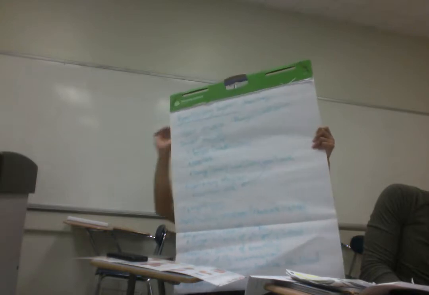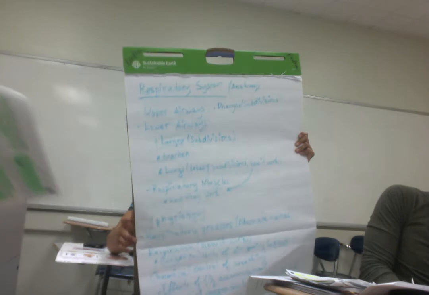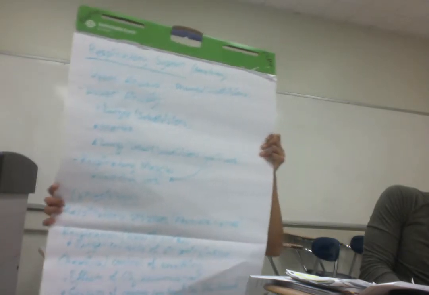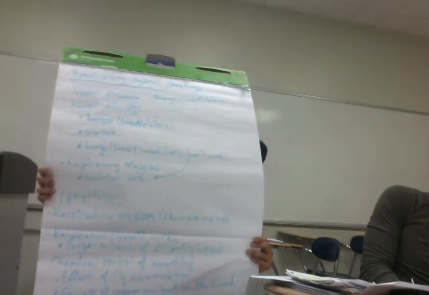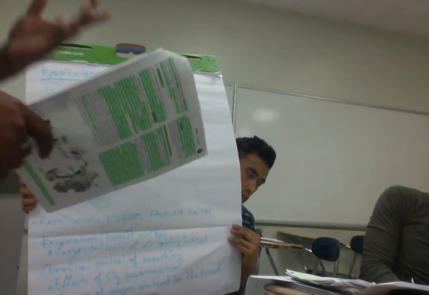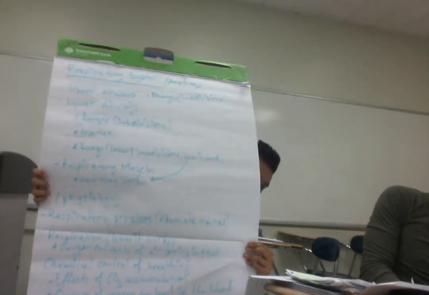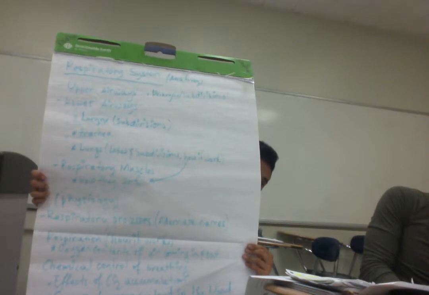Ventilation is the movement of air from the environment to the lungs. And respiration is the diffusion of oxygen from the alveoli into the red blood cells, in other words, the exchange of gases, which are oxygen and carbon dioxide. Blood cells give the alveoli carbon dioxide, the alveoli give them oxygen.